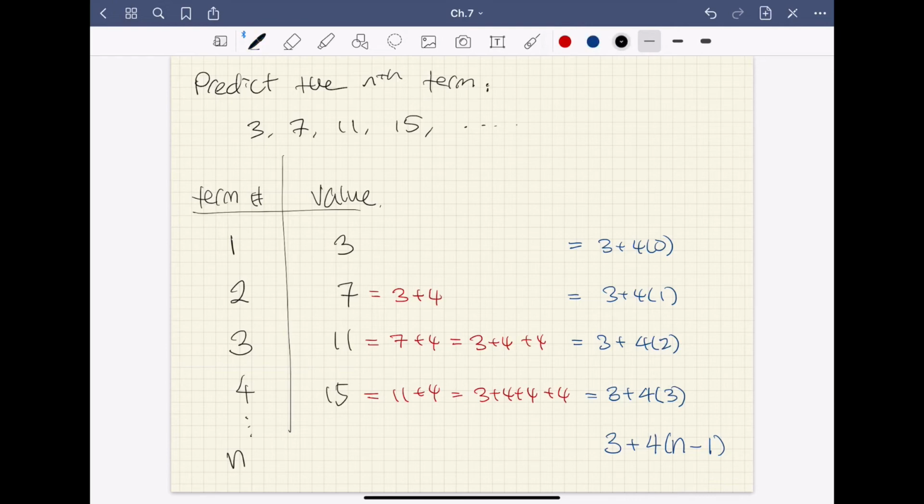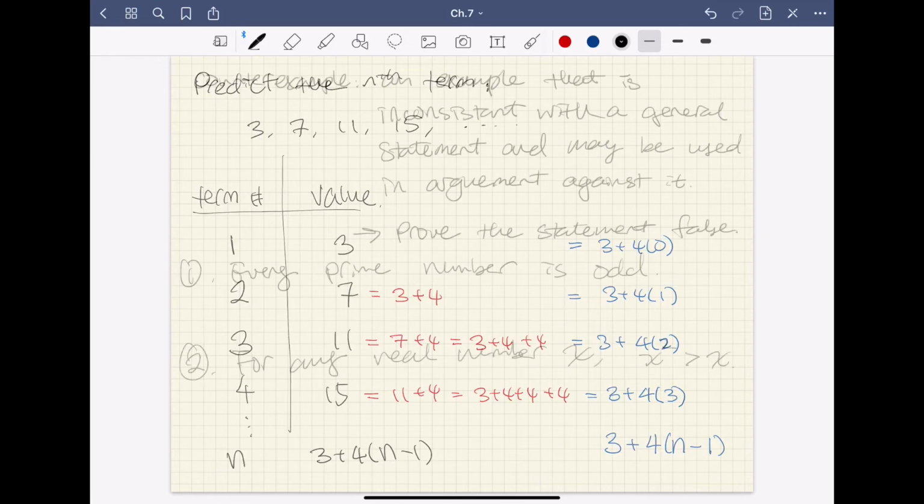So the value of this term will be 3 plus 4 times n minus 1. There are a lot of examples in your workbook that you can refer to, but it takes time and practice to find the patterns and find the equations. So please try some examples in your workbook for practice.